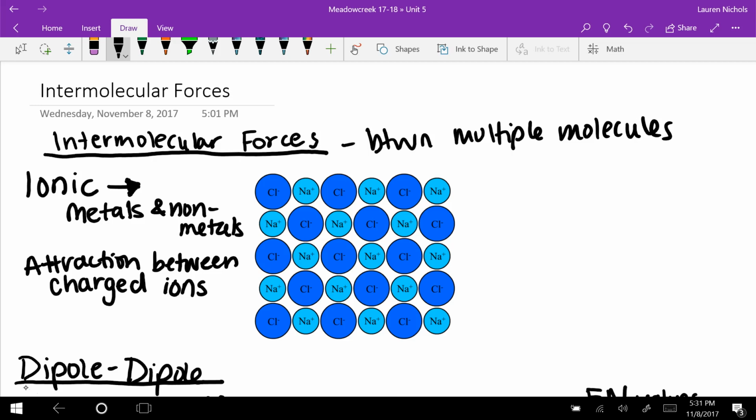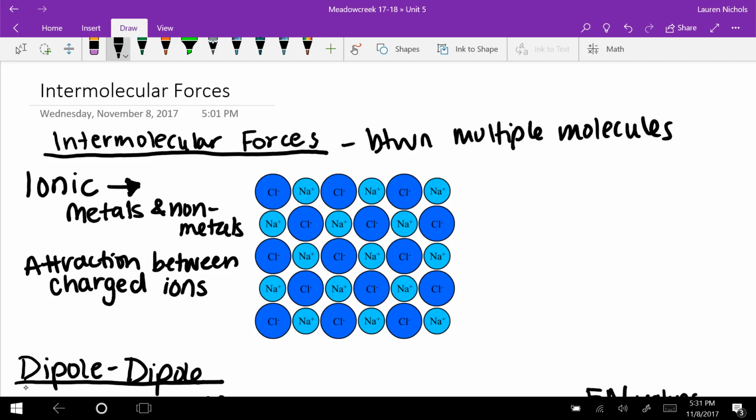We know that you're never really looking at just one molecule. You're looking at multiple molecules that are sharing neighboring space with each other. And so the first thing we're going to talk about is ionic intermolecular forces.